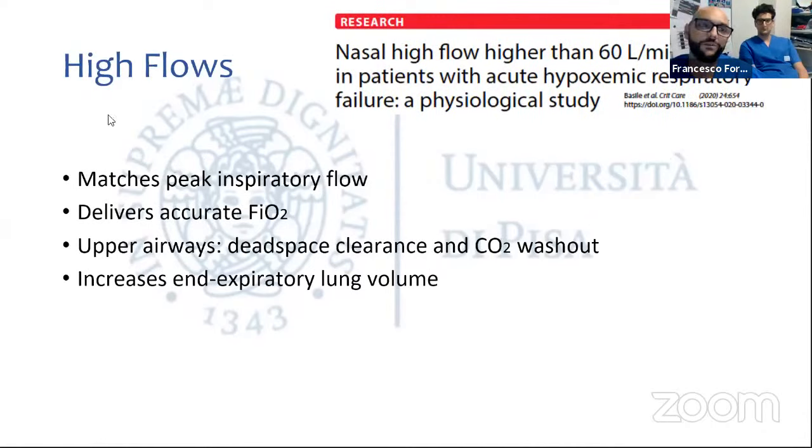We also know that high flow matches the peak inspiratory flow of the patient. Very important, we can administer to the patient an accurate FiO2. Sometimes when the patient is breathing oxygen with a Venturi mask, if the respiratory rate is very high, it dilutes the oxygen, so the real FiO2 is not what we want. We know also that high flow reduces dead space of the airways and probably increases the CO2 washout. And there is also a slight increase in end-expiratory lung volume.